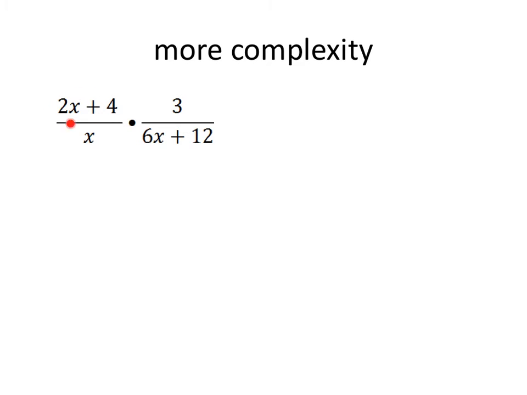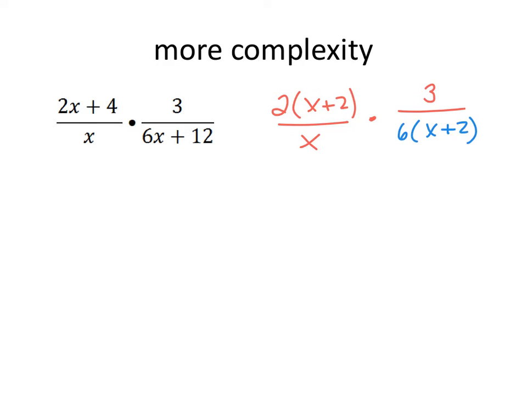So if I look at this first piece, we have 2x plus 4. The greatest common factor there is 2. And what's left over? X plus 2. And then divide that by x because there's nothing that we can factor there. It's just a plain x. And then that's multiplied by 3. 3 is by itself. And then at the bottom we have 6x plus 12, which has a greatest common factor of 6. And then what's left over? X plus 2.